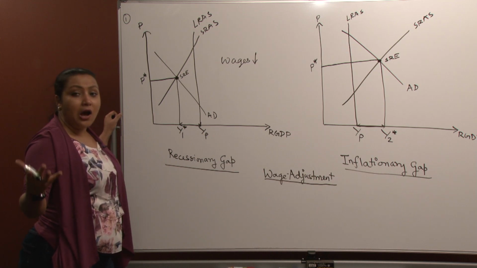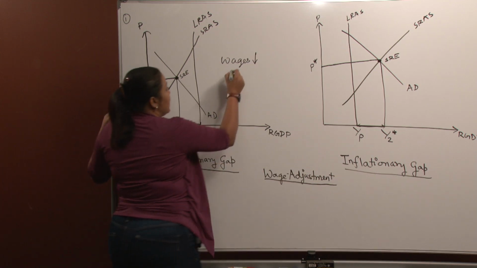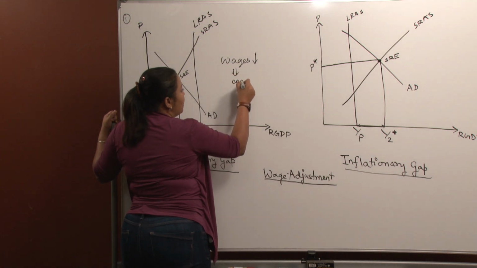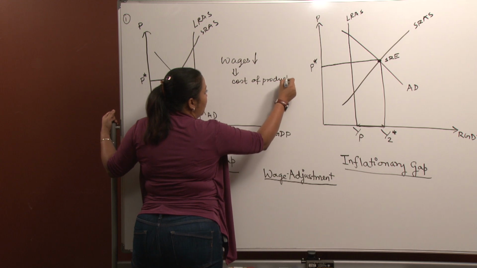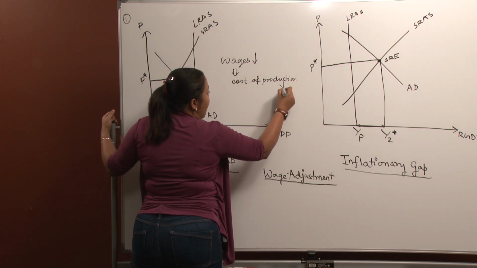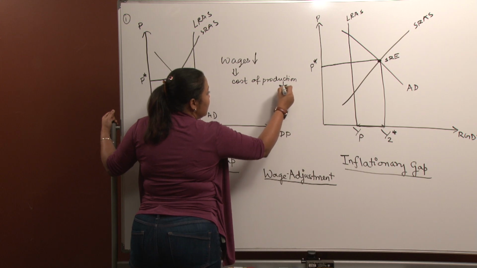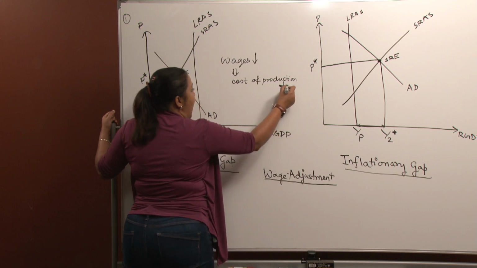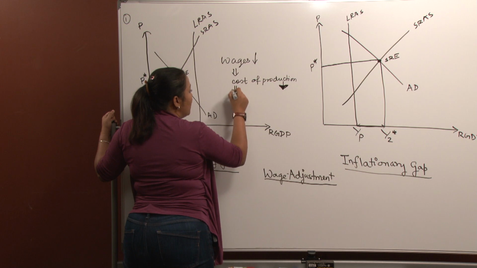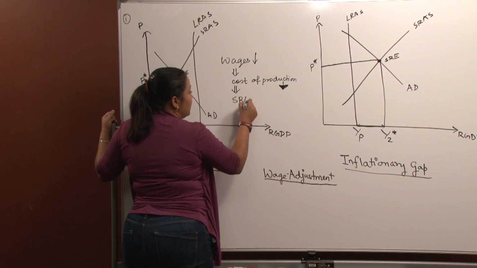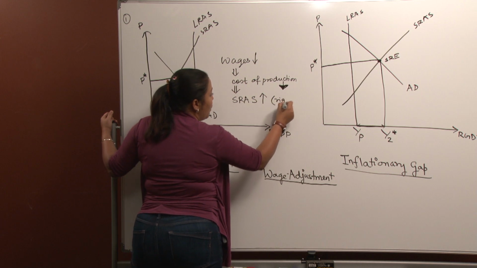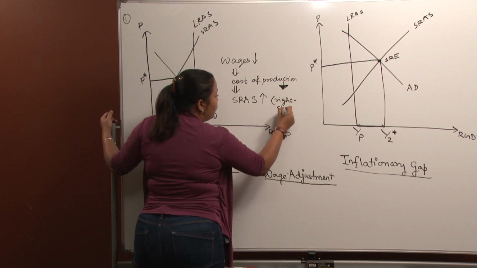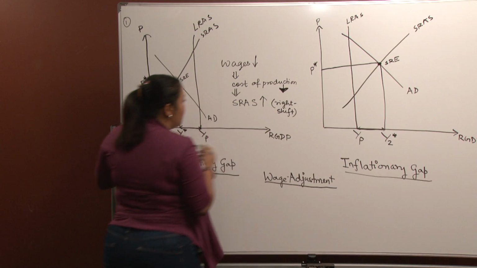As soon as there is downward pressure on the wages, that would imply that cost of production goes down. And as cost of production goes down, you know that that is something that will take aggregate supply up. We just discussed that today, that it is going to take the short run aggregate supply up, or it is going to cause a right shift of the short run aggregate supply curve.